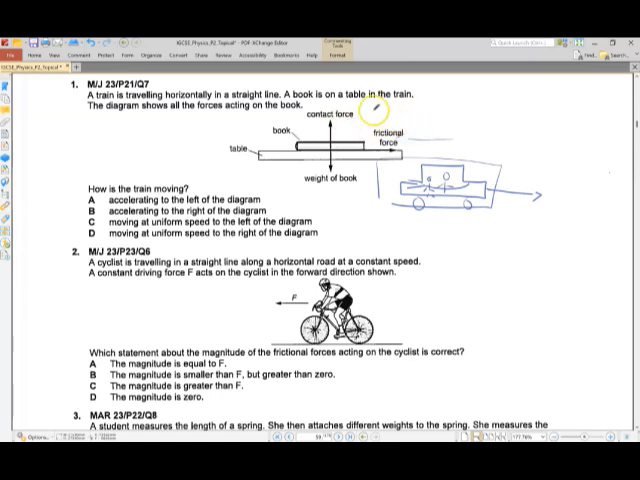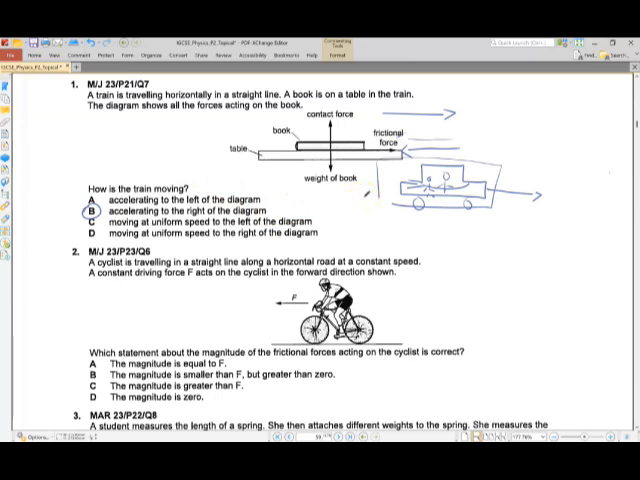So if the train is accelerating towards the right side, then the book is going to move in the backward direction. And this can't be at a constant speed. Only with acceleration will you move backwards. If the speed is constant, you will just sit on. Okay, so the answer is B. That is accelerating to the right of the diagram.